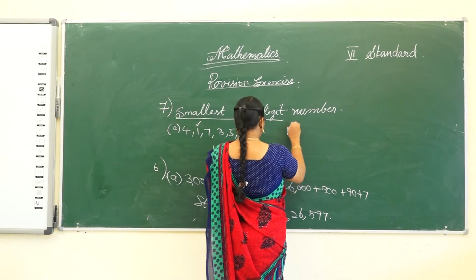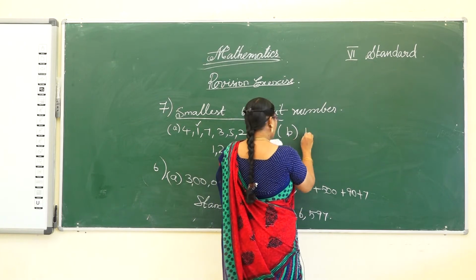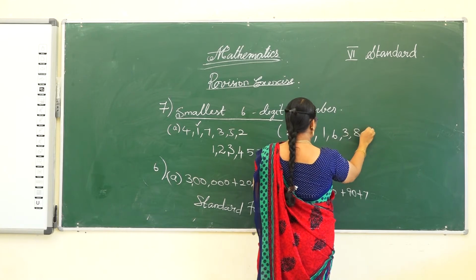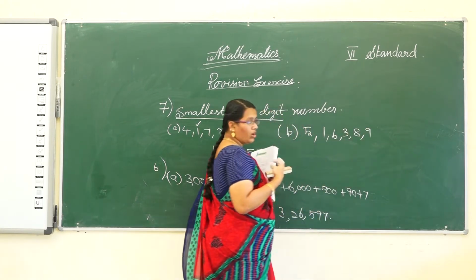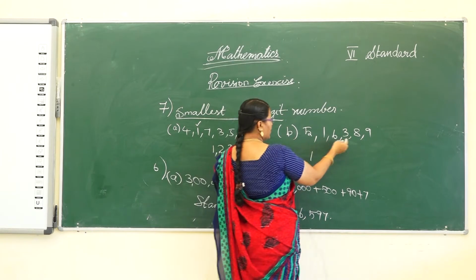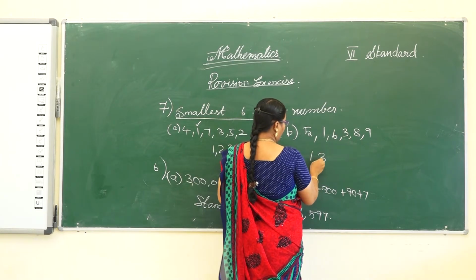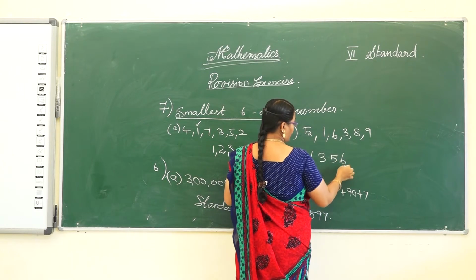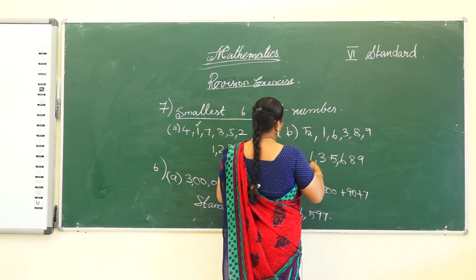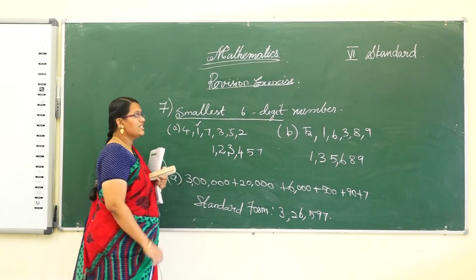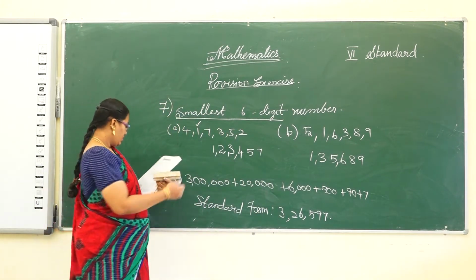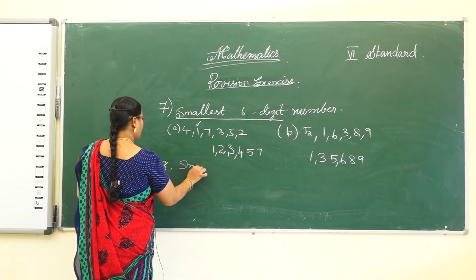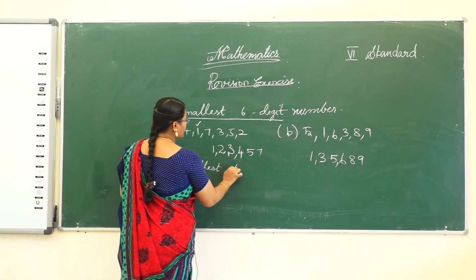Okay, B, the numbers 5, 1, 6, 3, 8, 9 are given. So what is the smallest number here? 1. Next smallest number is 3. The next ones are 5, 6, 8, 9. So that is the smallest 6 digit number. Okay, and next one, 8. Here also find the smallest 6 digit number.